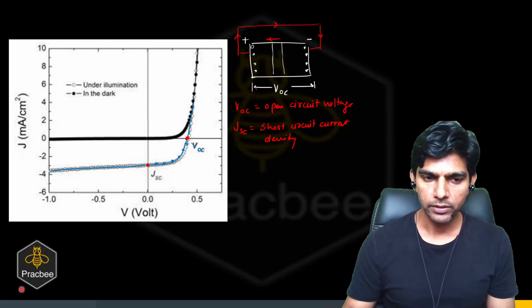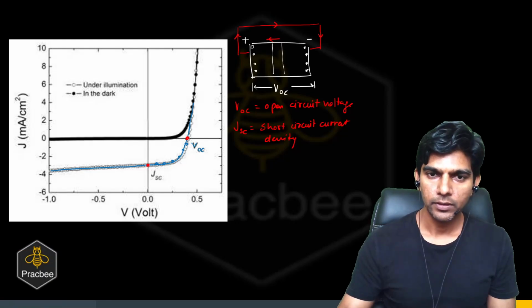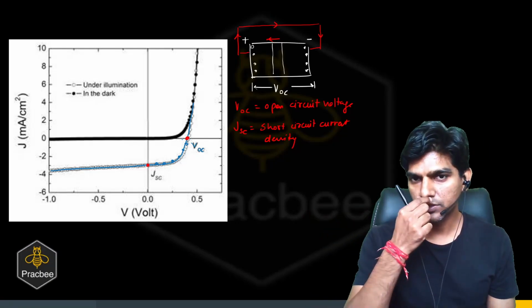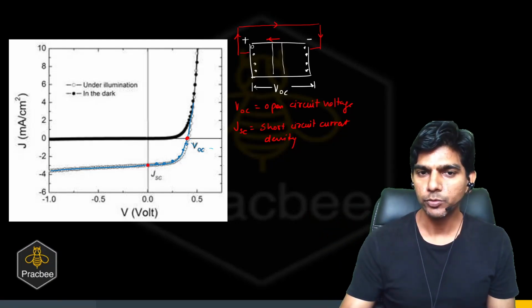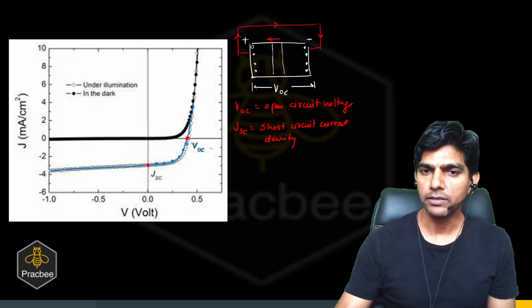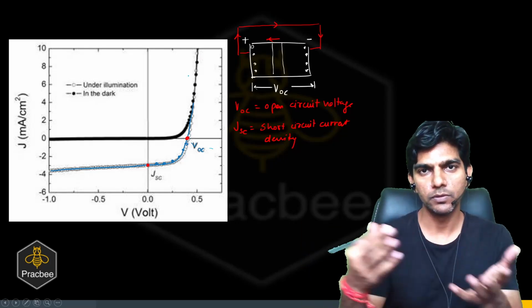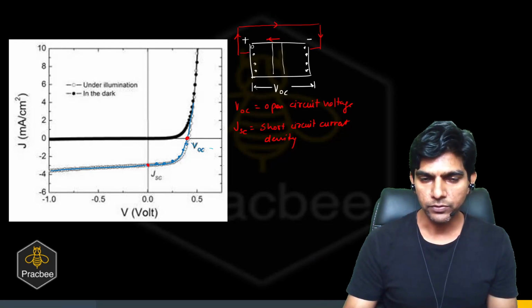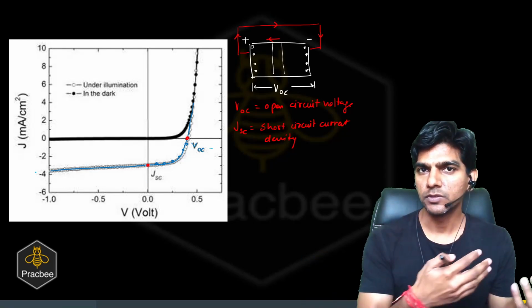But suppose I add some biasing, right? If I apply some forward biased voltage, in that case, what would happen? The current will increase, right? It will increase because there will be a forward biasing current. And if I reverse the biasing, can you see? Then we have a reverse biasing current.